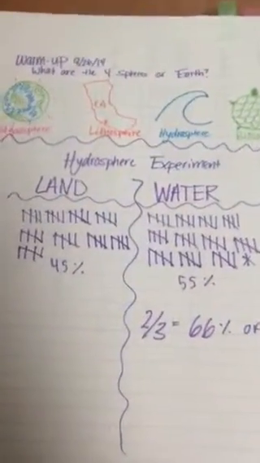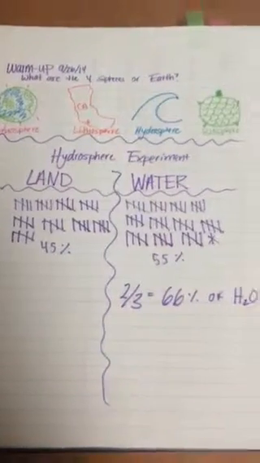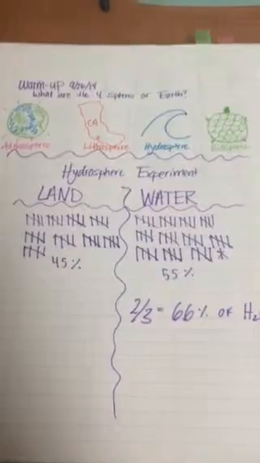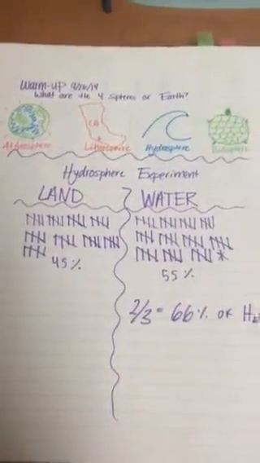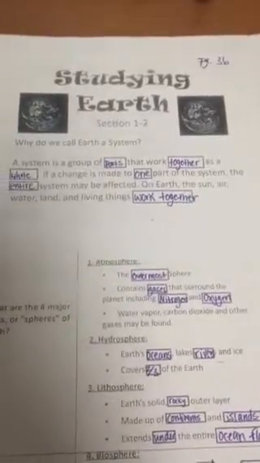On page 35 is a warm-up from September 26 about the 4 spheres of Earth and our hydrosphere experiment where we tossed around the Earth ball 100 times to see if in fact water made up a majority of our Earth. On page 36 should be studying our service section 1-2 notes.